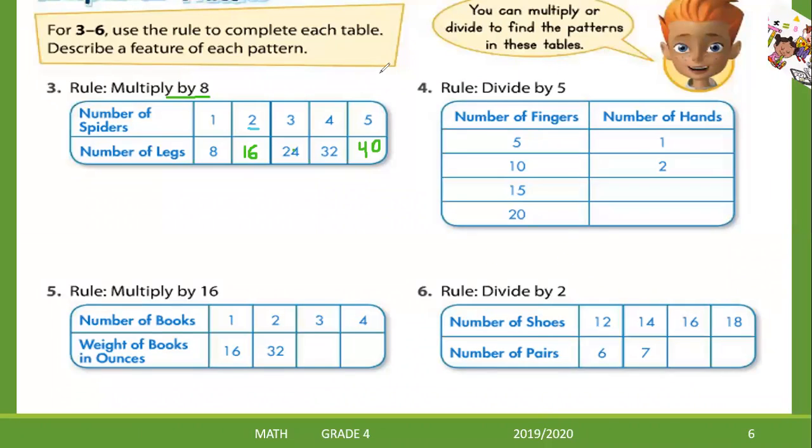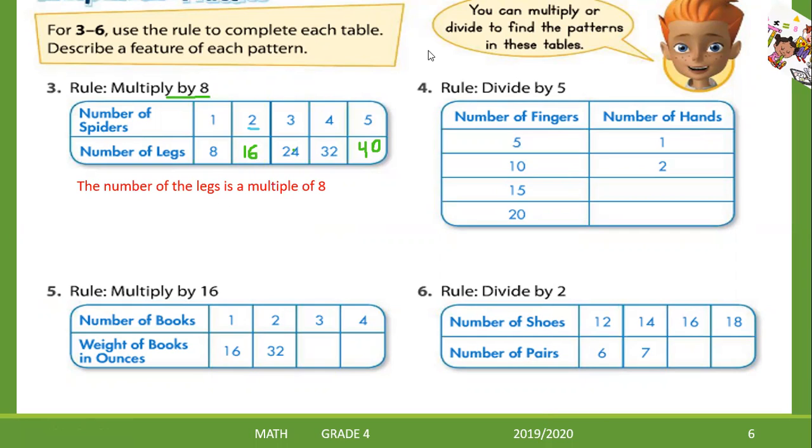What about if I want to describe a feature of this pattern? We can look at the number of legs. We have 8, 16, 24, 32, 40. As you see, all of them are multiples of 8. So we can describe this pattern: in this table, the number of legs is a multiple of 8.